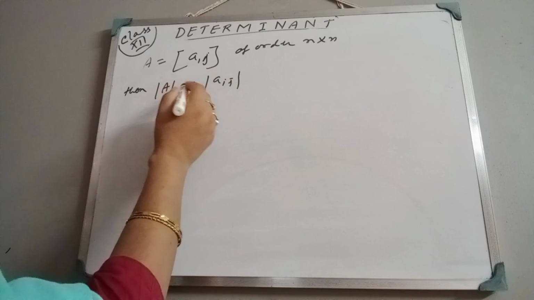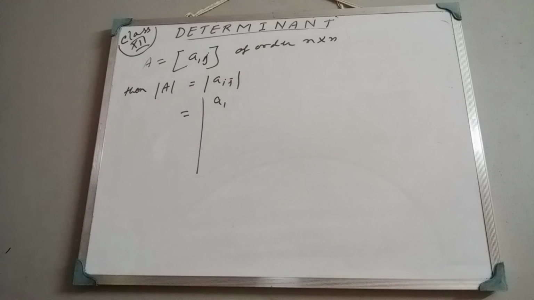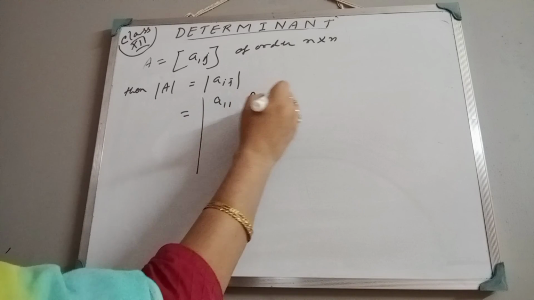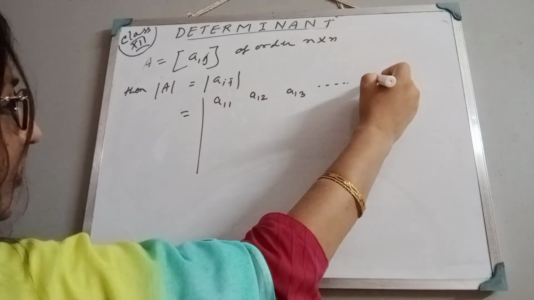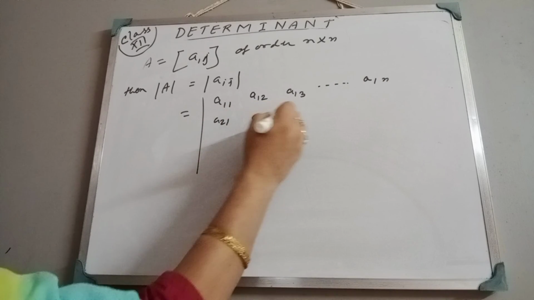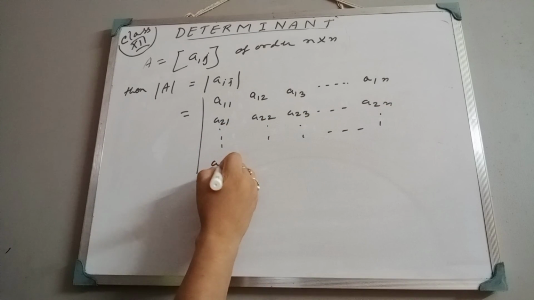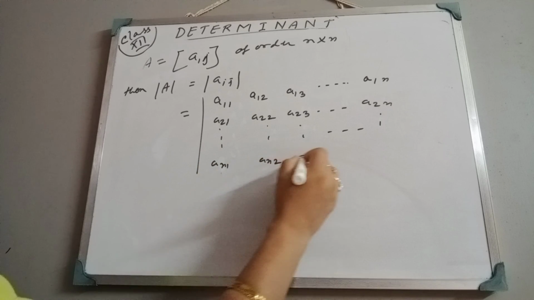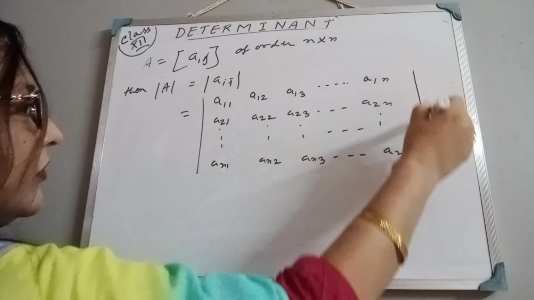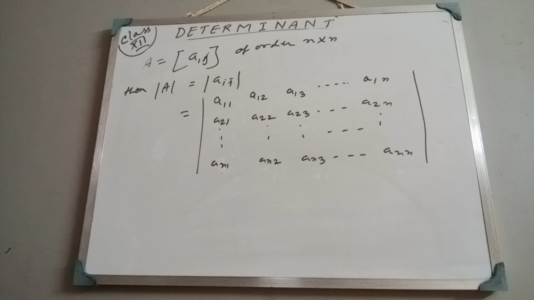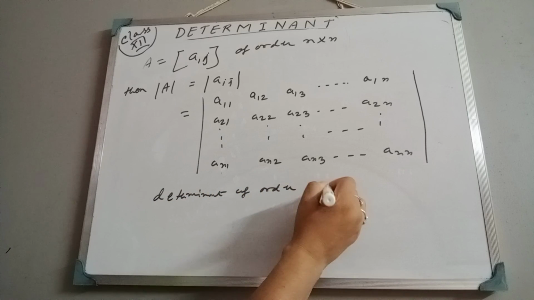So determinant A equals determinant Aij. Already we know i denotes the row and j denotes the column. So we write a11, a12, a13, up to a1n, since it is n by n order. Similarly, a21, a22, a23, up to a2n, and so on up to an1, an2, an3, and ann. So this is the determinant of order n by n. Remember this.